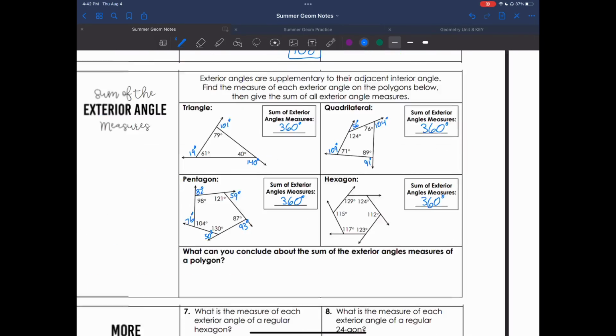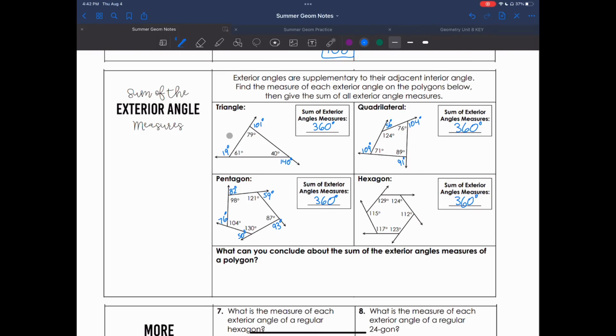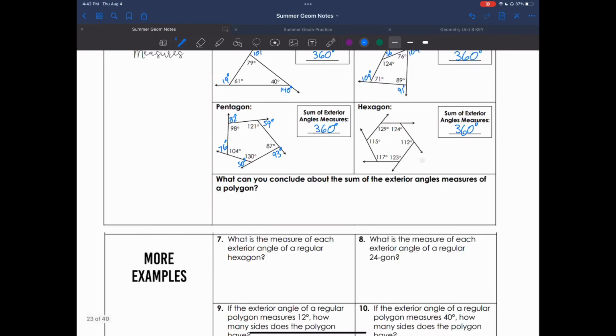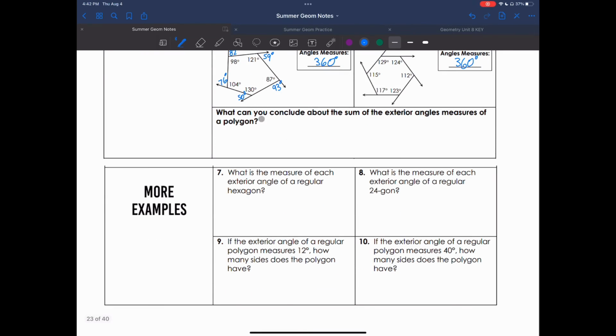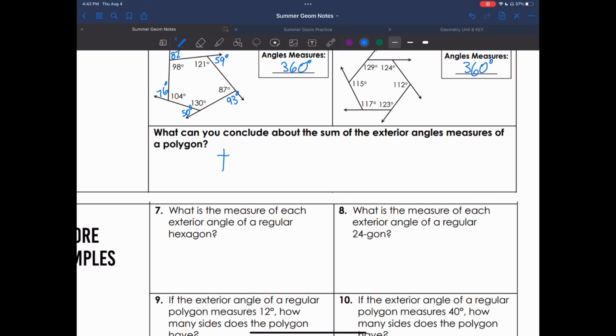And that's why exterior angles are so much easier, because you don't have to memorize a formula. No matter what polygon it is, and this works for regular and irregular, all of the exterior angles will add to 360 degrees every single time. So let's fill that in over here. It says, what can you conclude about the sum of the exterior angle measures of a polygon? I'm going to shorthand this and say they all equal 360 degrees. There you go.